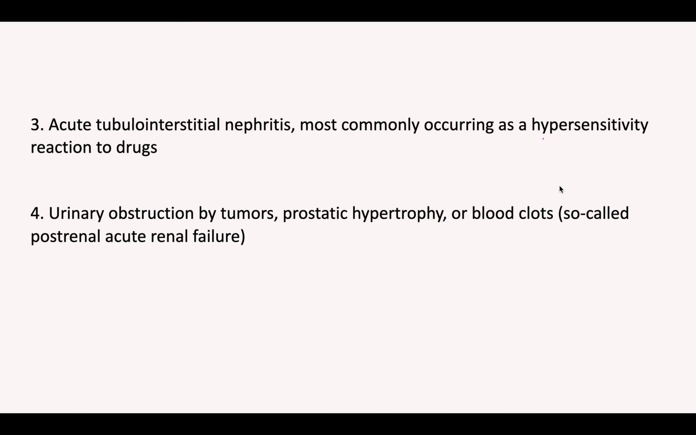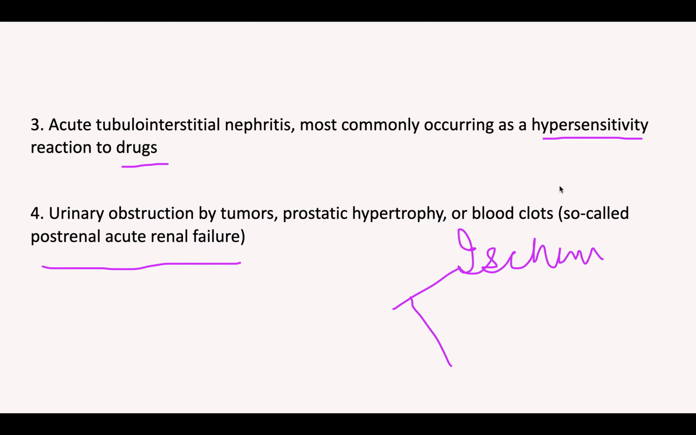Then any hypersensitivity reaction to the kidney can also lead to acute tubulointerstitial nephritis. And lastly, any post-renal cause such as obstruction after the ureter, obstruction by a tumor, prostatic hypertrophy, or any blood clot. These can also cause it, but the main two causes which you should remember are the ischemia and the toxins. These are the main important two causes of ATN.